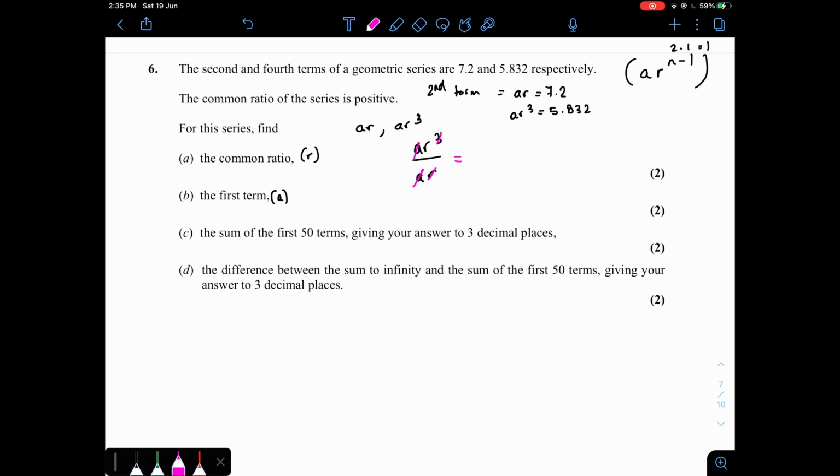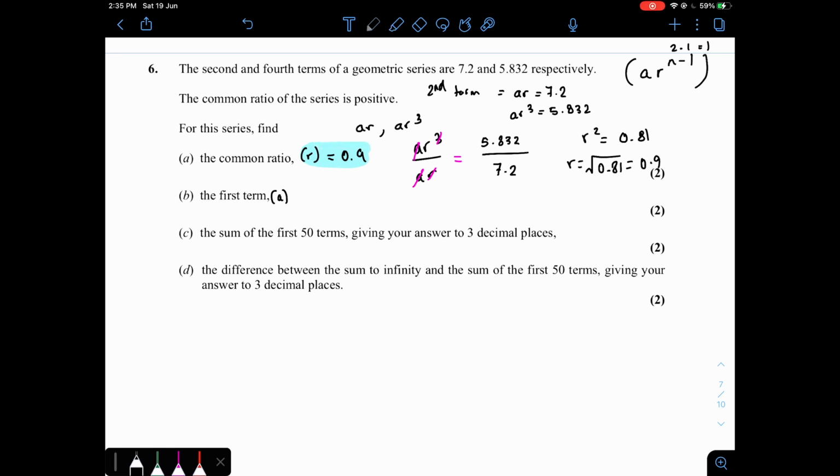So r squared, sorry, would be 5.832 divided by 7.2, right? Let's simplify this. 5.832 divided by 7.2 is 0.81. So if we square root it, it will be 0.9. So r equals 0.9.